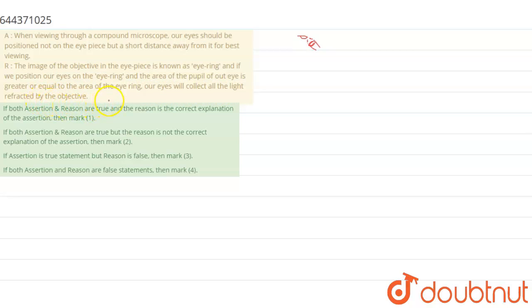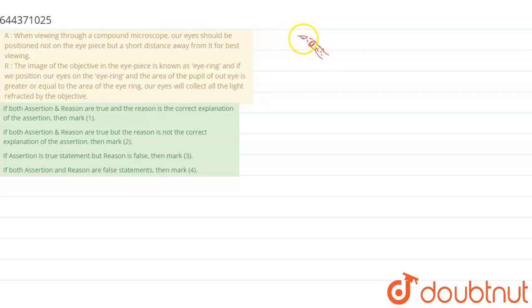So when viewing through a compound microscope, our eye should be positioned at a short distance away from the eyepiece. The image of the objective lens in the eyepiece, as we know, is known as eye ring. This is the eye ring, as explained in the question. All the rays from the object refracted by the objective go through the eye ring. Therefore this is the ideal position of our eye for viewing.